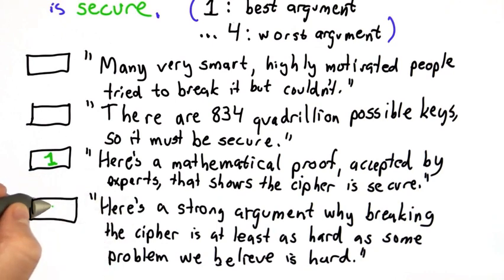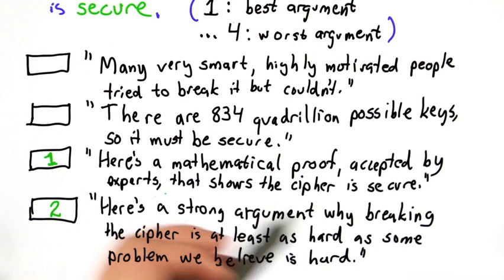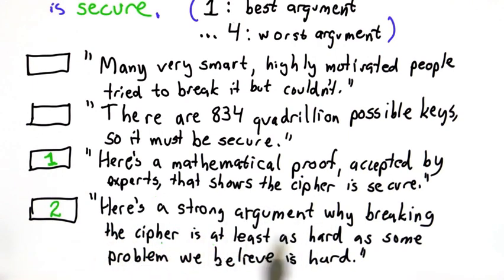The next best one is the last one, which is to show in a formal way why this cipher is at least as hard as some other problem. And we'll talk about reduction proofs more later in this course. The basic premise here is that there's some other problem that we have good reasons to believe is already hard. And then we're going to show that if we could break the cipher, we could solve that other problem that we already have good reasons to believe is hard.